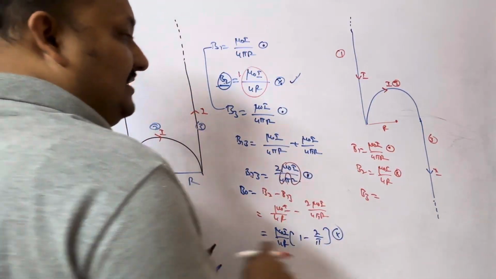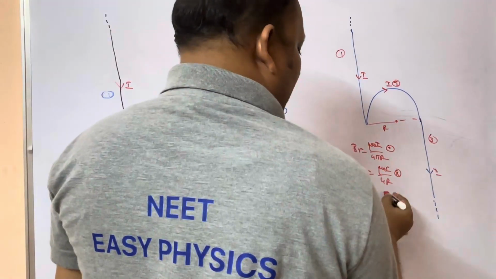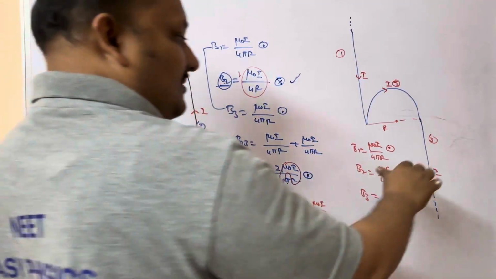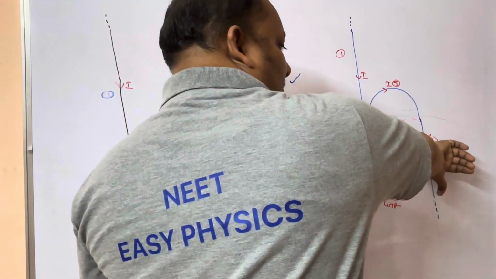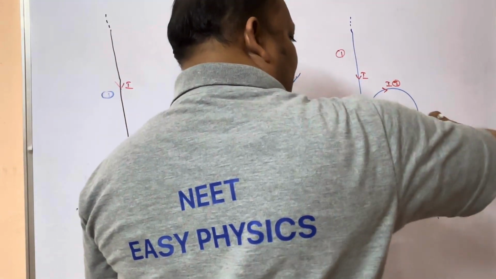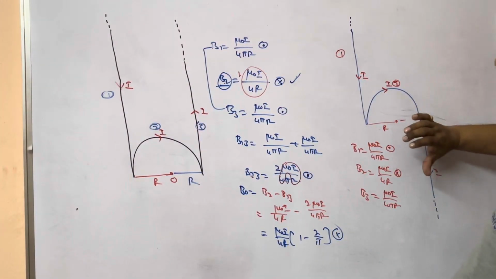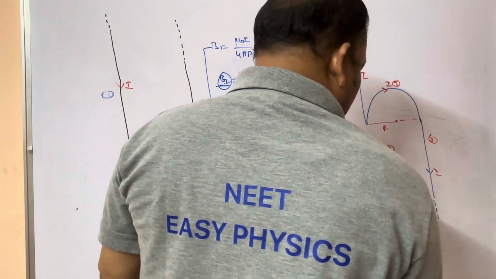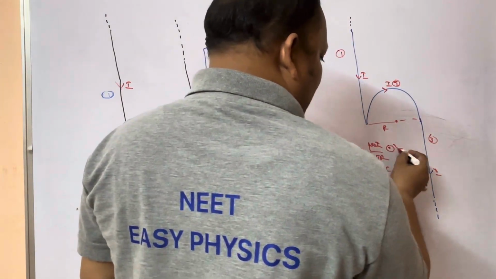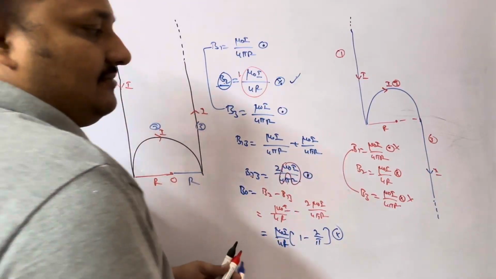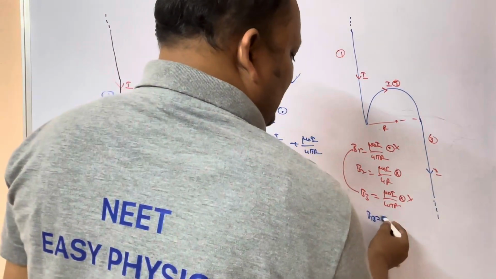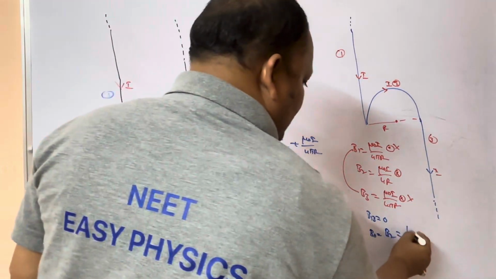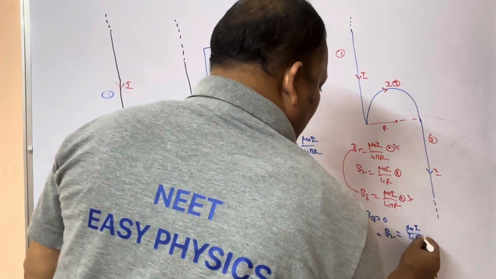B3, infinite wire at one end. Mu naught I by 4 pi R. Now see the direction. Current is going downwards. Here it is outside. If it is coming like this, if you are taking, current is going to be inside. So one magnetic field is inside, one magnetic field is outside. Therefore, these two will cancel each other. Therefore, B13 is 0. Now, what is the resultant magnetic field? Only B2 is present there. So, that is going to be mu naught I by 4R.